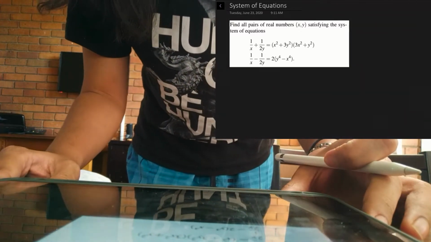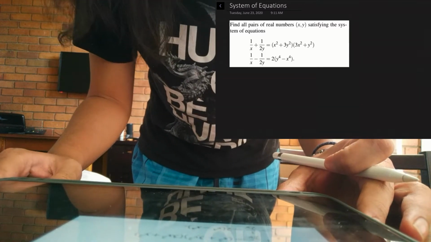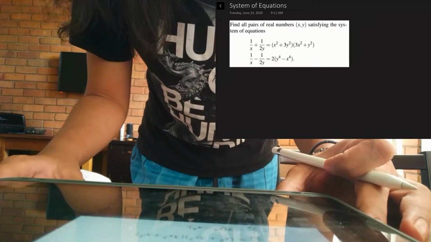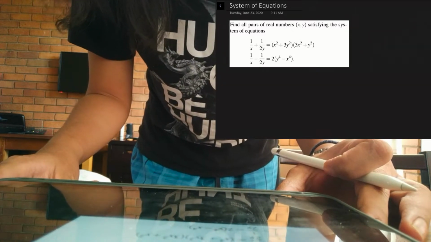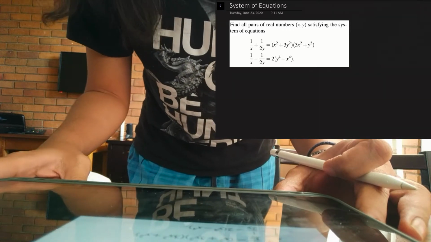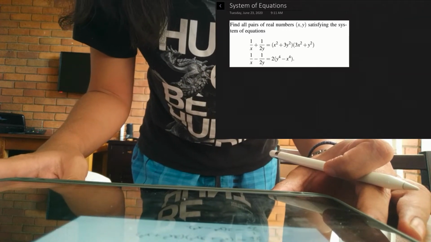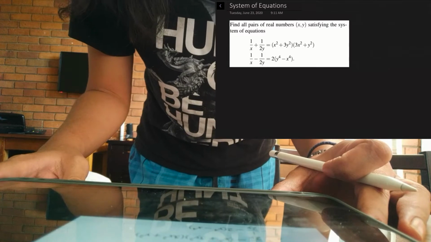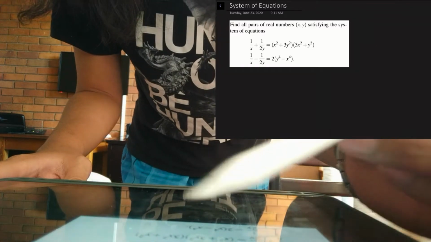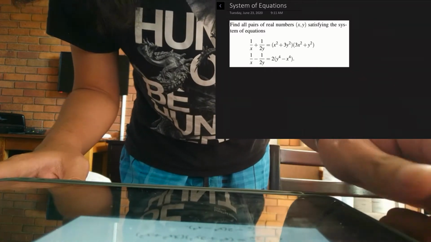This is a Putnam problem from 2001. Find all pairs of real numbers x, y satisfying the system of equations: 1 over x plus 1 over 2y equals (x squared plus 3y squared) times (3x squared plus y squared), and 1 over x minus 1 over 2y equals 2 times (y to the fourth minus x to the fourth). So this looks like it's going to be a long problem, so let's insert some push-ups first.